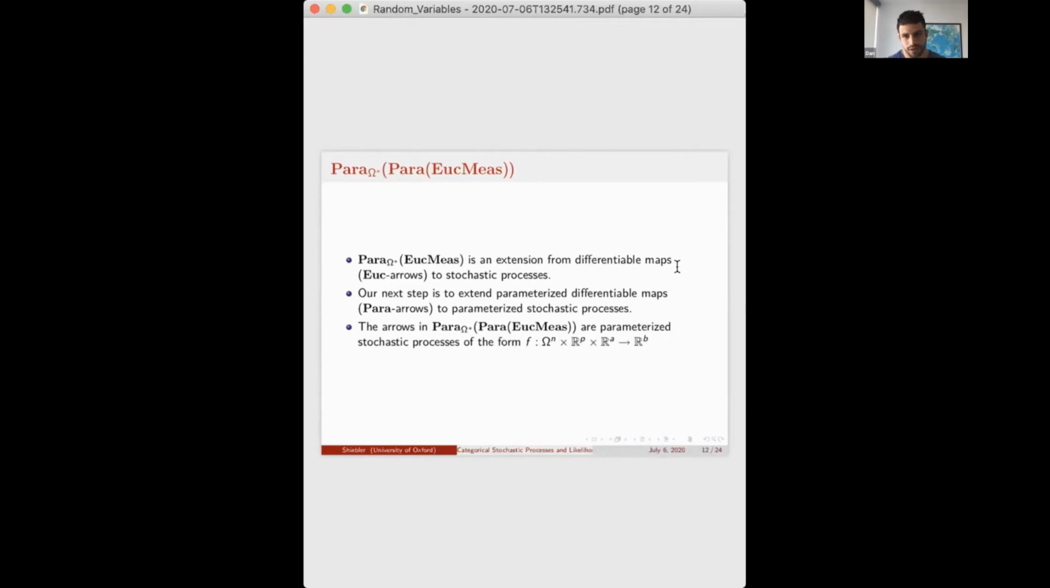So para omega UCMES is stochastic processes. What we want, in order to fully expand to a space where we're able to map into differentiation and reason about machine learning models, is parameterized stochastic processes, or parameterized random variables. We can do this by applying the para construction once more. And we now have these arrows in our para UCMES being these parameterized stochastic processes.